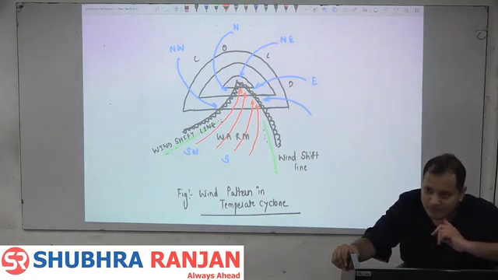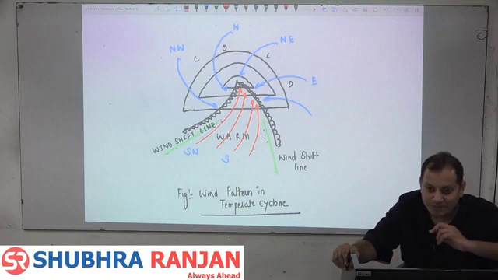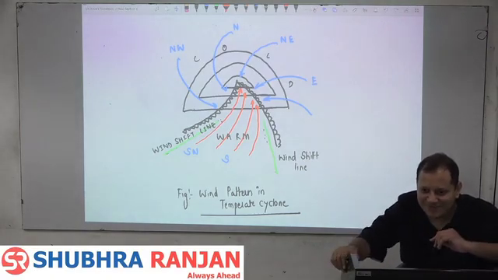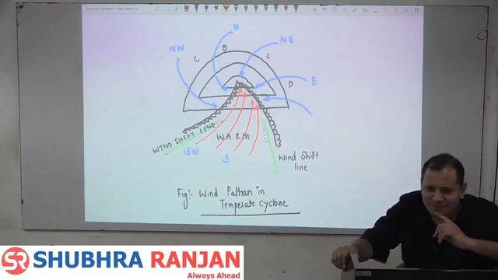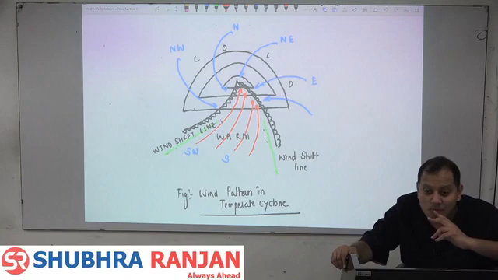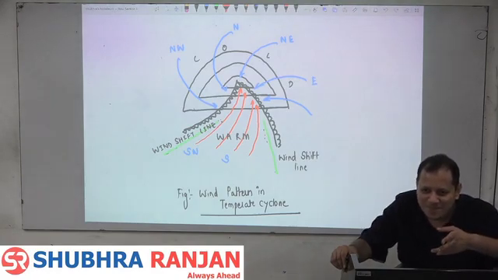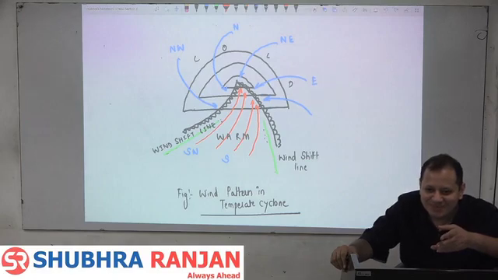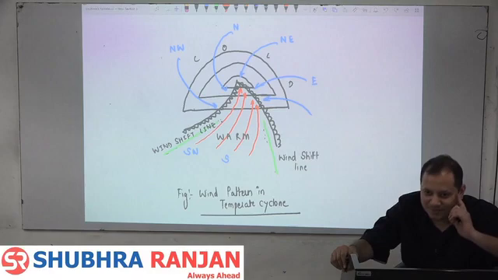Which part will be having the lowest temperature? Tell me. Which part will be having the lowest temperature in a temperate cyclone? In the center part there will be high temperature. It's a low pressure. We are doing temperate cyclone only. Where will be the lowest temperature, not lowest pressure?